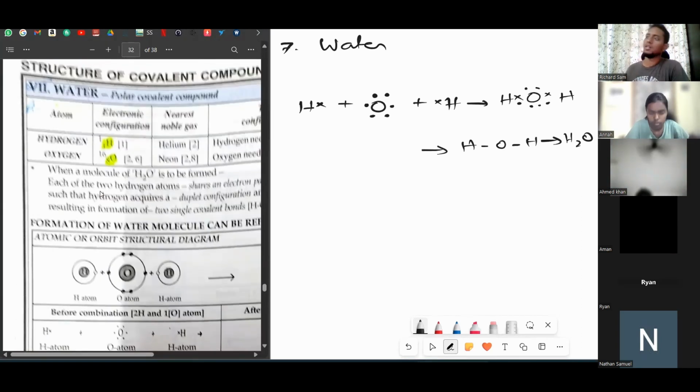Ammonia. You'll try this on your own. I'll tell you the formula. I mean, you know the formula. Ammonia is what? NH3. Okay, so try drawing the structure. Whichever has lesser atoms will be in the center. So nitrogen in the center, hydrogen around it.